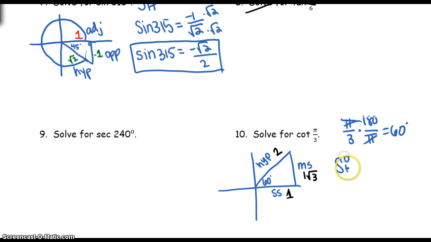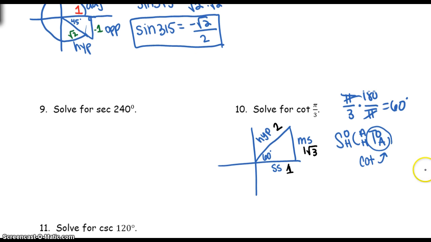So if we know we have SOHCAHTOA, where does cotangent come into play? Right here. Cotangent is going to be the flip of opposite over adjacent. So it's going to be adjacent over opposite. Well, if we label that in our picture here from the 60, here's our opposite, here is our hypotenuse, and here's our adjacent. So the cotangent of pi over 3 then, because that's what that is going to be, adjacent, which is 1, over the opposite, which is root 3.